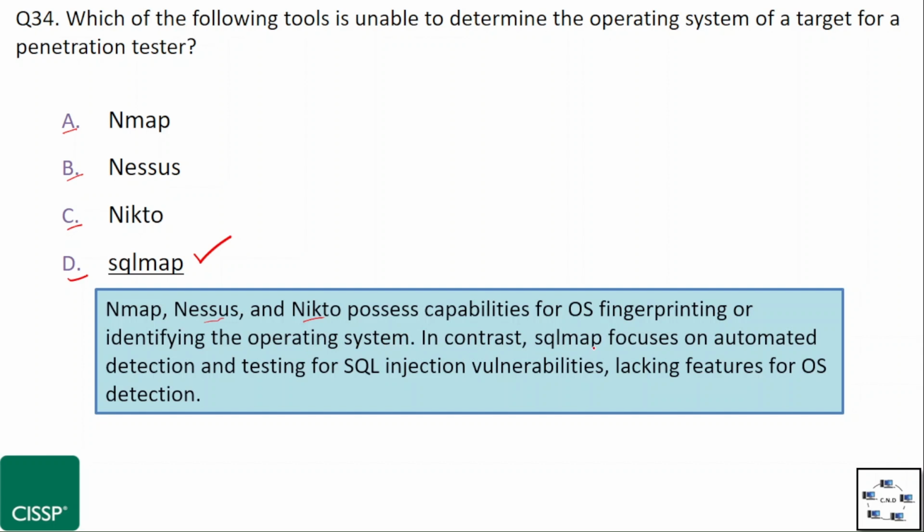In contrast, SQL Map focuses on automated detection and testing for SQL injection vulnerabilities, lacking features for OS detection.